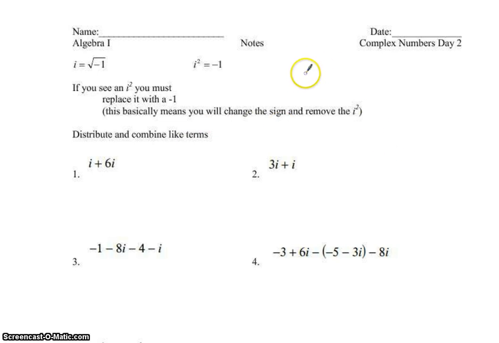Because if I had 3i squared, and I replace the i squared with negative 1, that would become 3 times negative 1, which is negative 3. So basically, you drop the i squared and you change the sign.